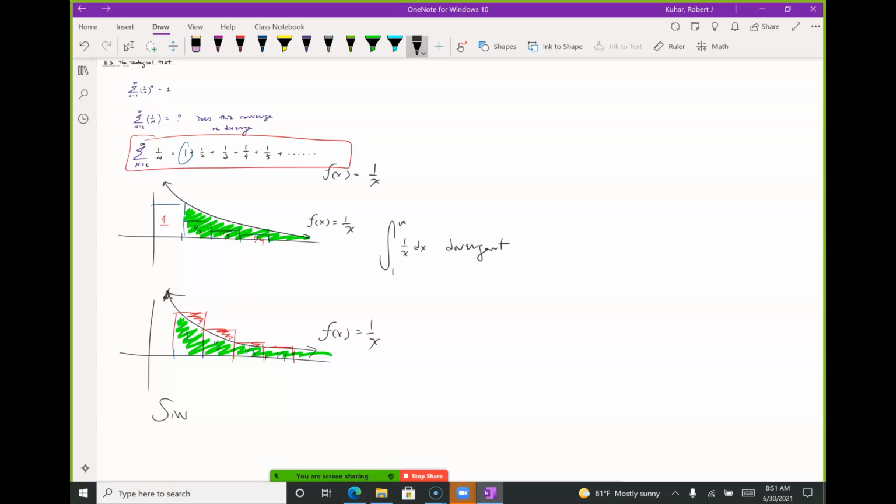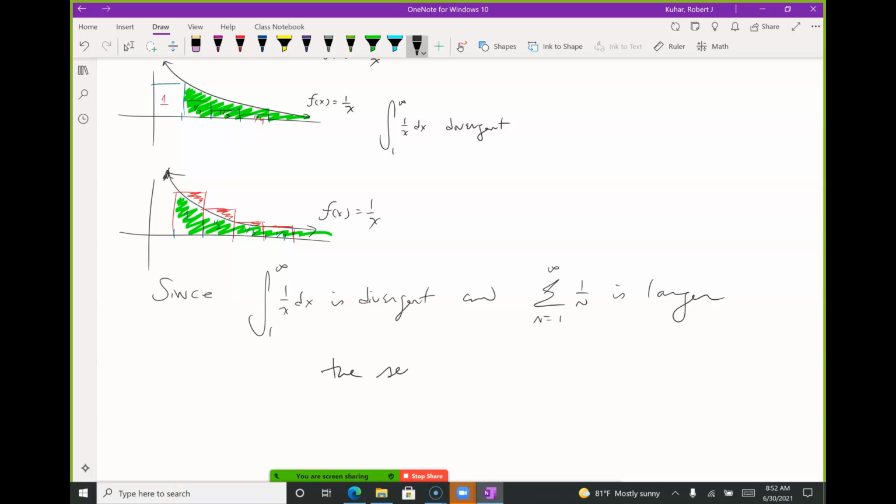So this one now tells me what? It's greater than the divergent sum. Exactly. Since the integral from 1 to infinity of 1 over x dx is divergent, and the series from n equals 1 to infinity of 1 over n is larger, the series is divergent. So there's the integral test.